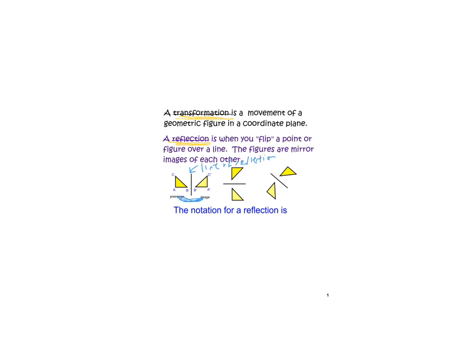The notation, because there's going to be specific notation throughout this unit for a reflection, is a little lowercase r, and then there'll be a subscript. It'll say x-axis, y-axis, or some specific line, and you'll see as we go what that will entail.